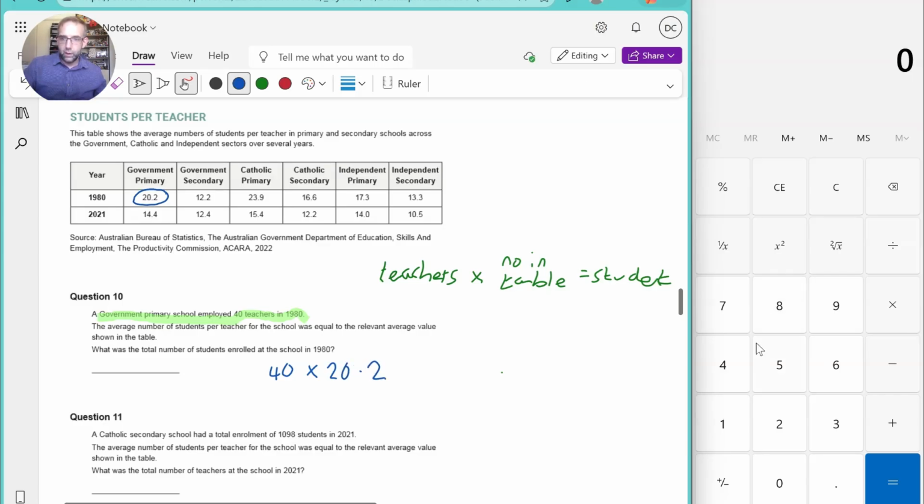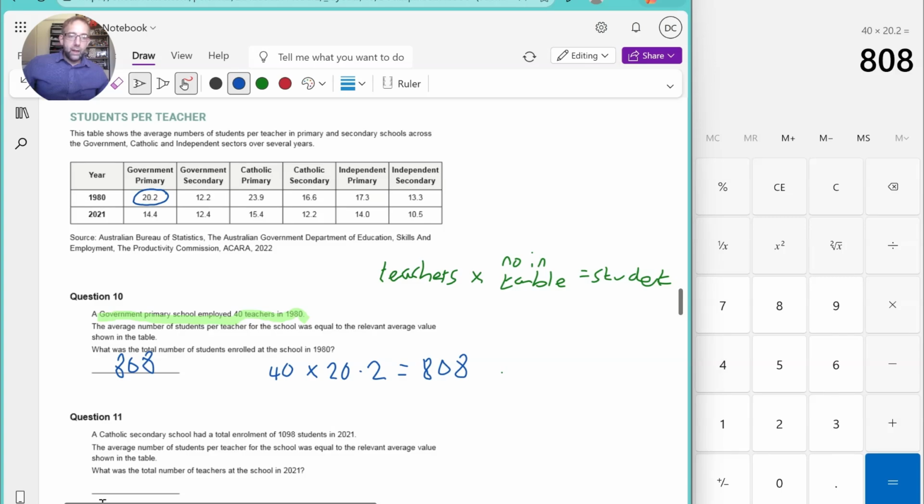So we'll go over to the calculator. So 40 multiplied by 20.2 is 808. So there you go. That's our answer, 808. No rounding needed because that's a nice whole number. So 808 is our answer.